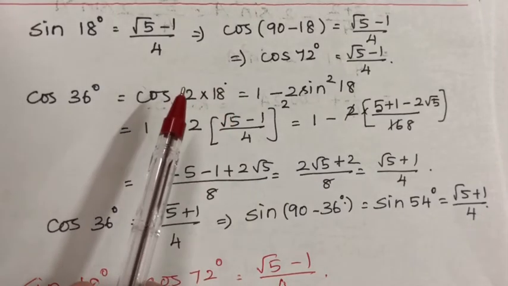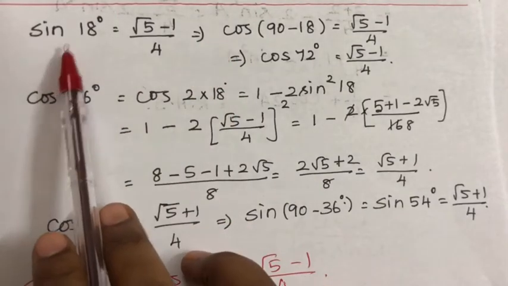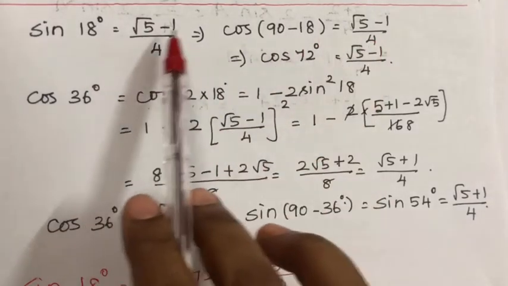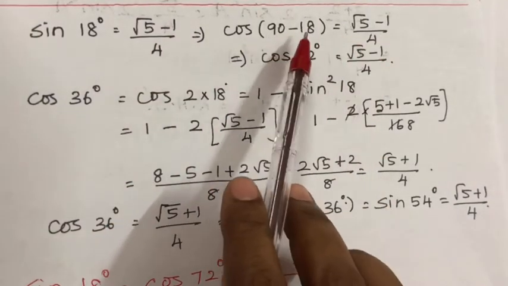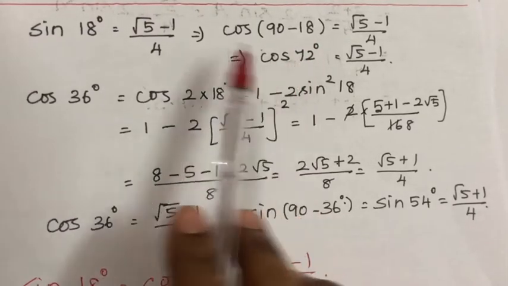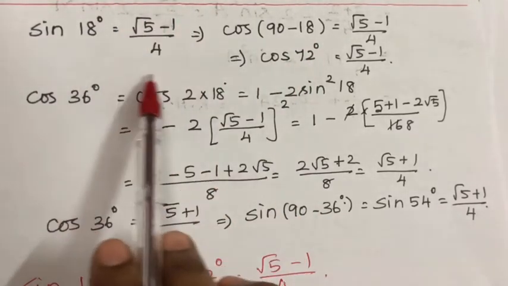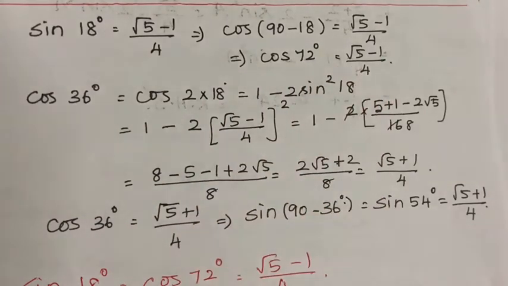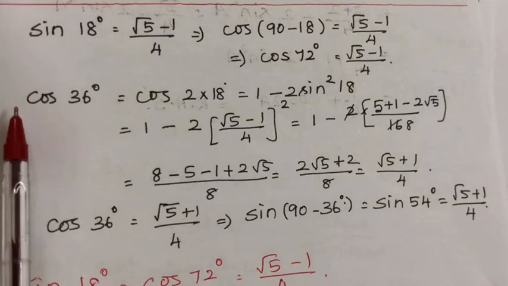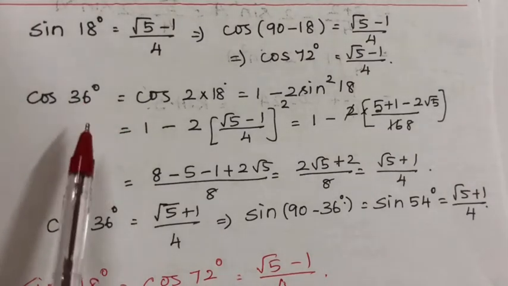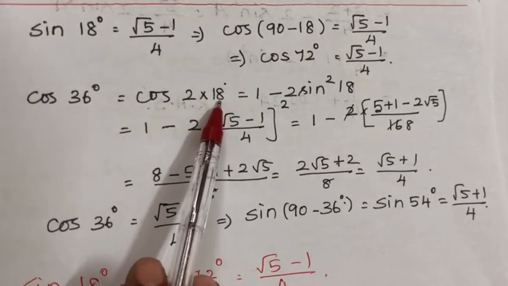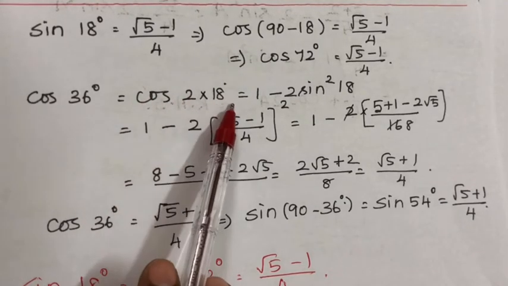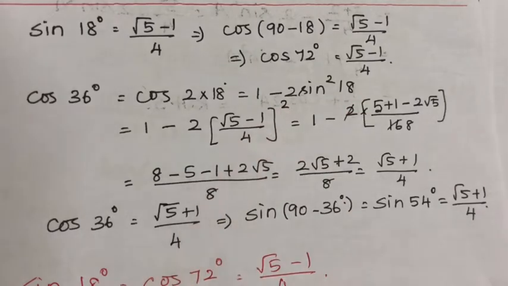Now we have to find the other values. Sin theta is equal to cos of 90 minus theta. So cos of 90 minus 18 is also root 5 minus 1 divided by 4. What is 90 minus 18? It is 72. So sin 18 is equal to this value, that is, cos 72 is also root 5 minus 1 divided by 4. Now we have to find cos 36 degree. I write 36 as 2 into 18. Okay, cos 2 theta. Cos 2 theta is equal to 1 minus 2 sin square theta.